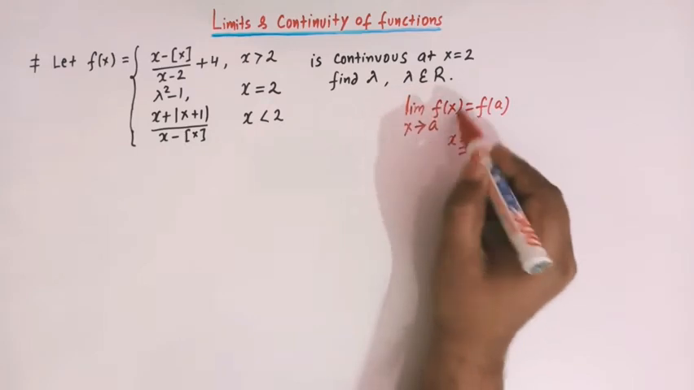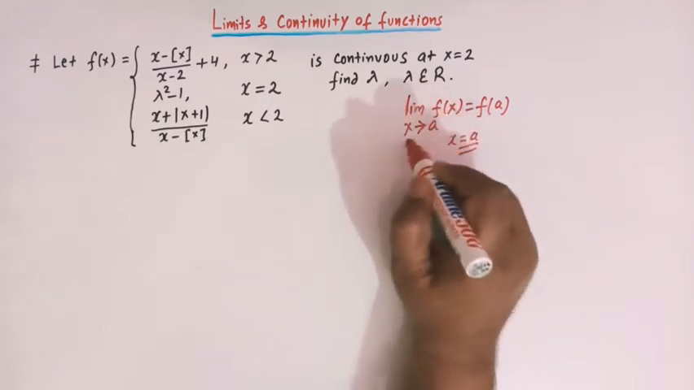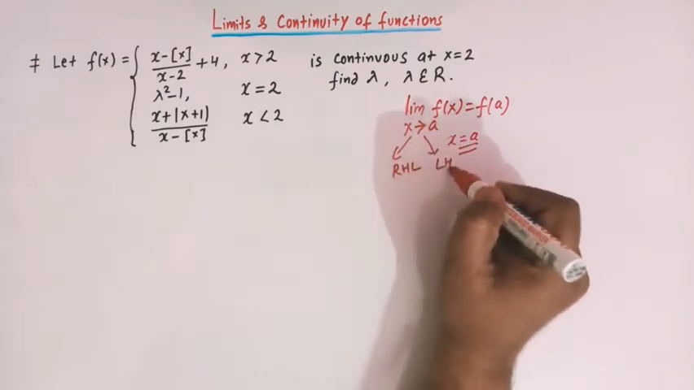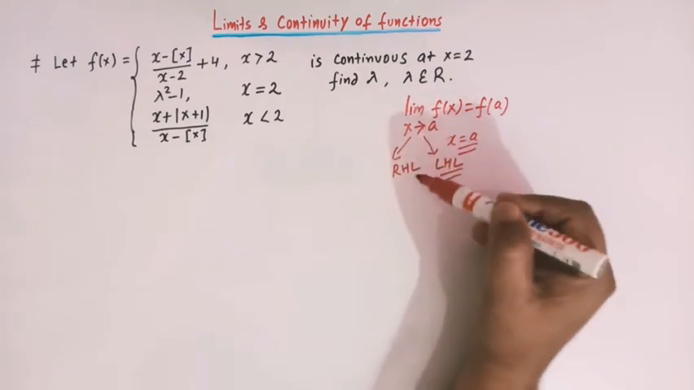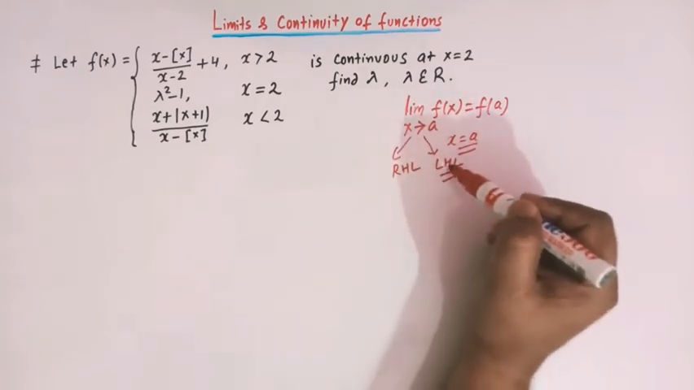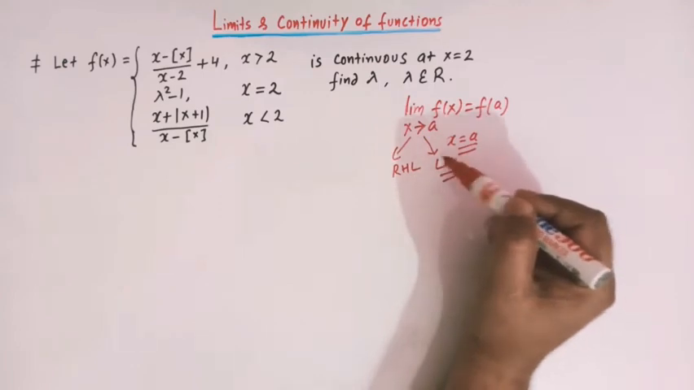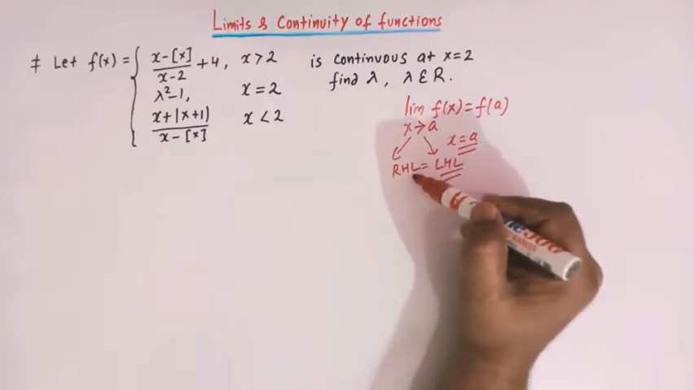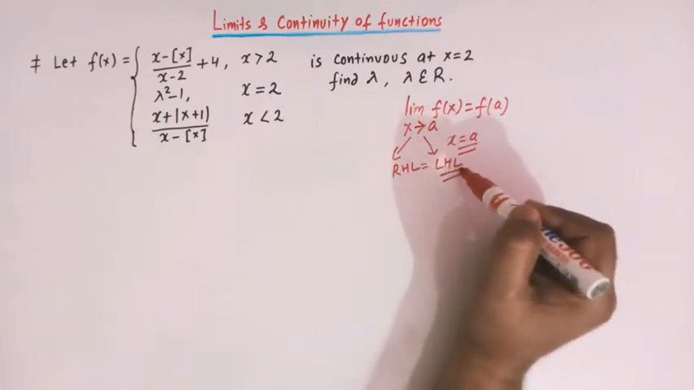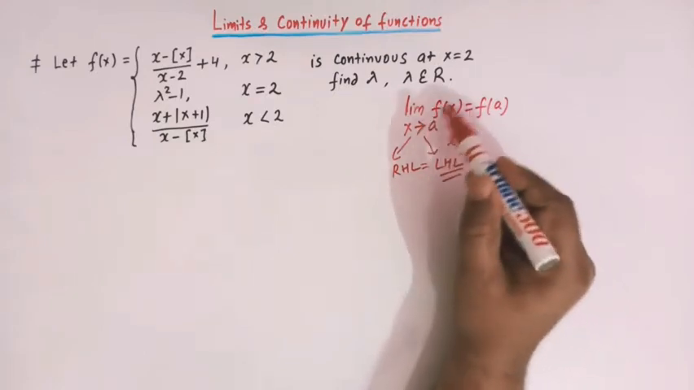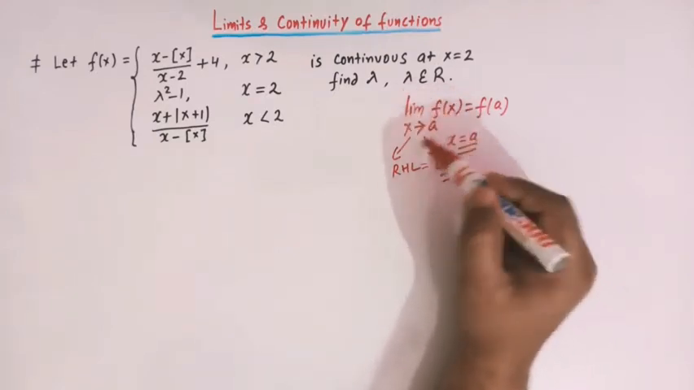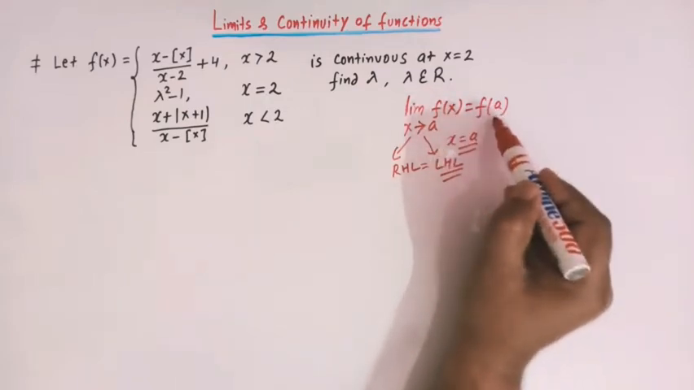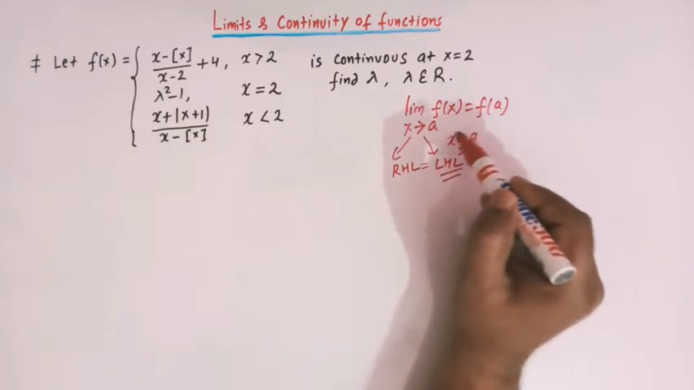In order to find out this limit, we have to calculate the right hand limit and the left hand limit, and we'll see that both the right hand limit and the left hand limit exist and are finite, and these two limits are equal. So when the right hand limit exists and is finite, the left hand limit exists and is finite, and both are equal, we say that this limit exists. And if this limit is equal to the value of the function at that point, then we say that the function is continuous at that point.